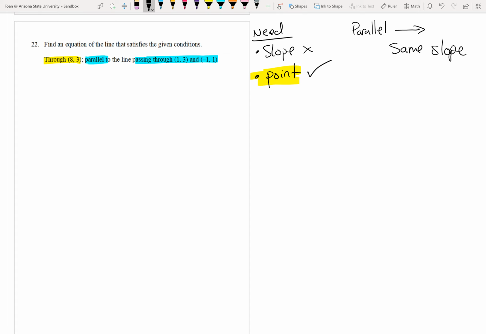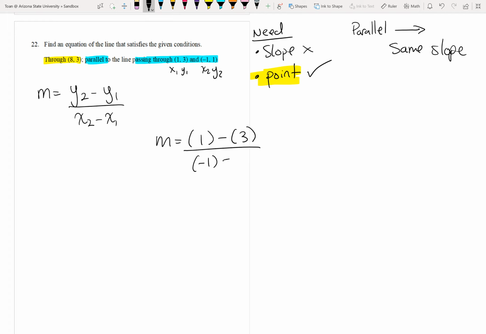So since we're on the hunt for slope and they give us 2 points, we should remember the slope formula: y sub 2 minus y sub 1 over x sub 2 minus x sub 1. And it doesn't really matter which one you designate as point 1 or point 2. Let's just go in order. Let's call this x sub 1, y sub 1, x sub 2, y sub 2, and then just plug everything into the formula. m equals y sub 2 minus y sub 1 over x sub 2 minus x sub 1. So that gives us a negative 2 over negative 2, which is a positive 1.